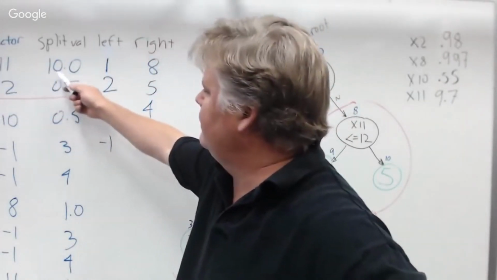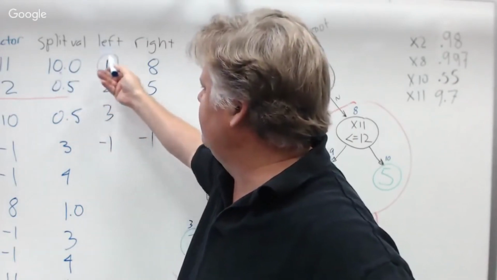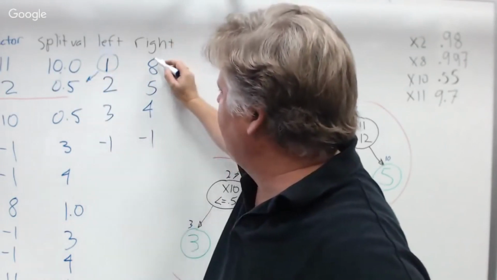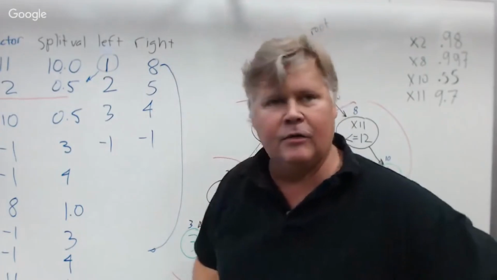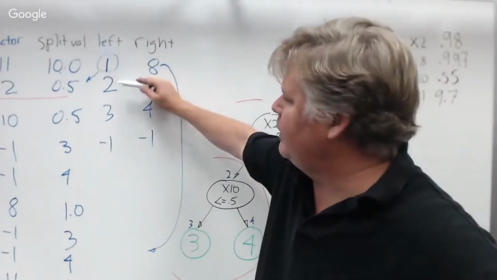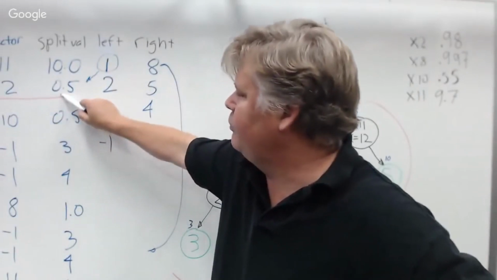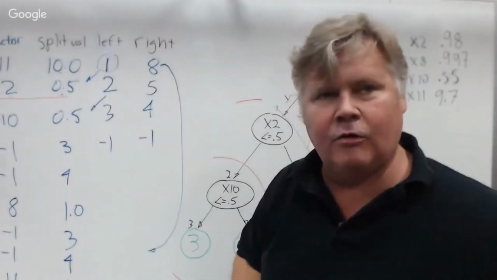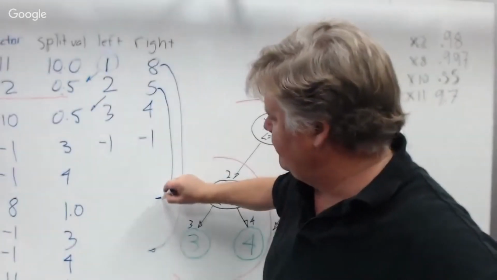So coming into the root node, if factor 11 is less than or equal to 10, then we go to node 1, which is the next one. Otherwise, we go to node 8, which is way down here, right? So that redirects us to look at the right part of the tree. Similarly, we went down this left branch. If factor 2 is less than or equal to 0.5, we go immediately to the next row. That's our left tree. Otherwise, we go to 5, which is down here.